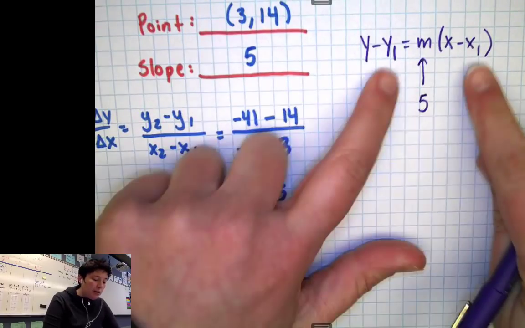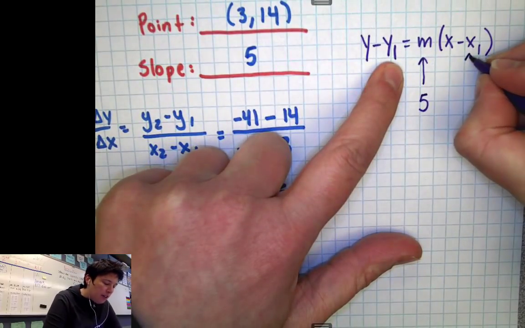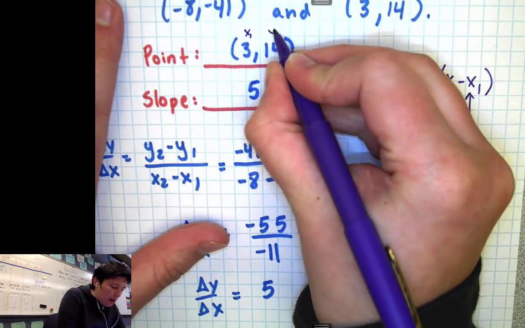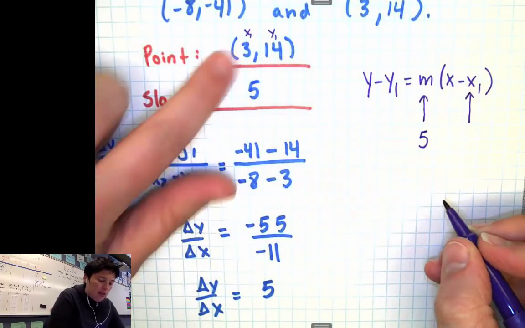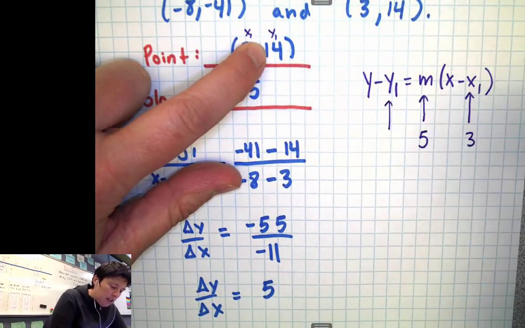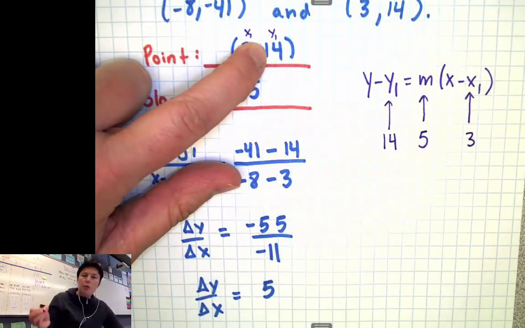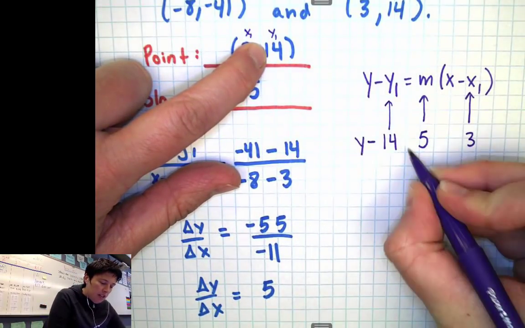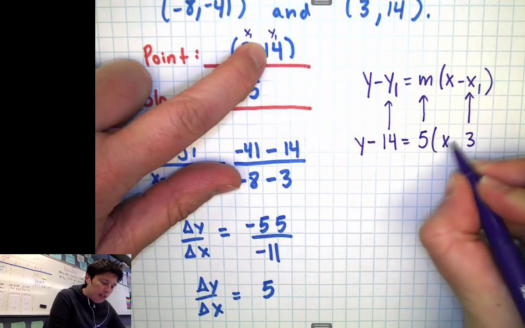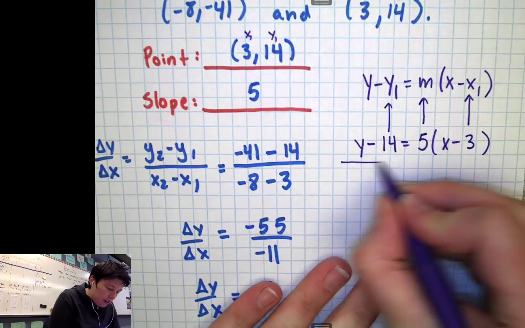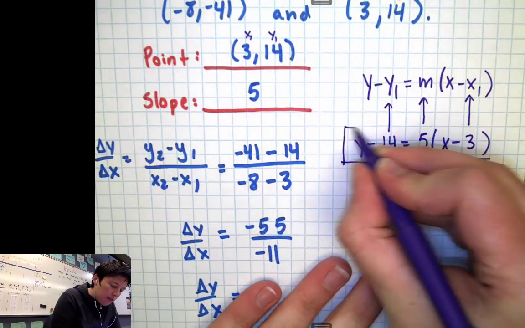We got that part figured out. And we have our x1, y1. This is x1 and this is y1. So our x1 is 3 and our y1, which is right here, is 14. So what do we have for an equation? y minus 14 equals 5 times x minus 3. There is our point-slope form. This is our solution.